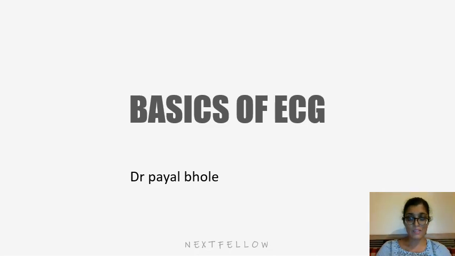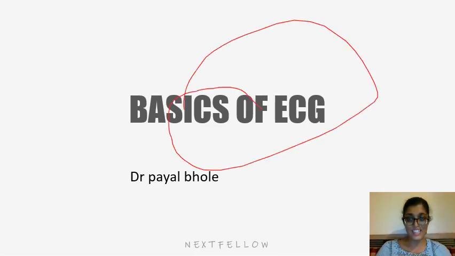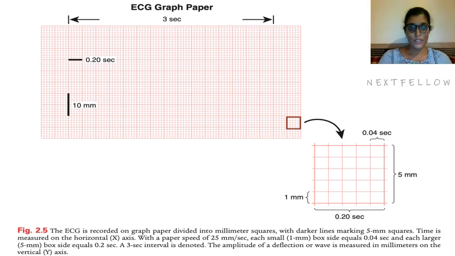I would like to talk about some of the basics of ECG. So first I would like to talk about the basics of ECG. One large square is 5 mm and one small square is 1 mm.